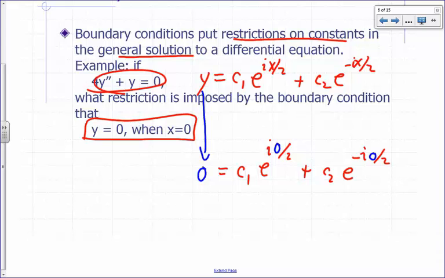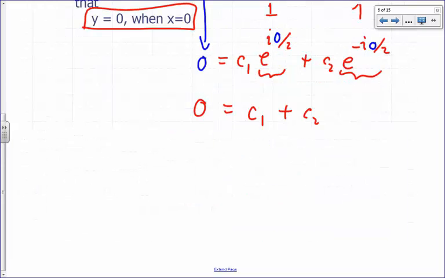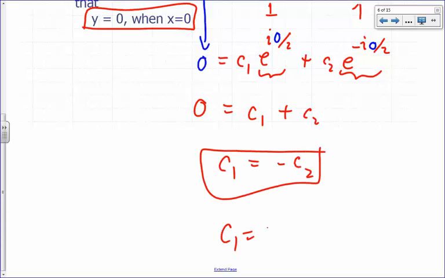What is that then? e to the 0 is 1, right? And e to the negative 0 is 1. So C1 plus C2 equals 0. What are we saying then? C1 equals negative C2. The negative of each other. So if C1 is 5, then C2 is going to have to be negative 5. If C1 is 4, C2 will have to be negative 4.